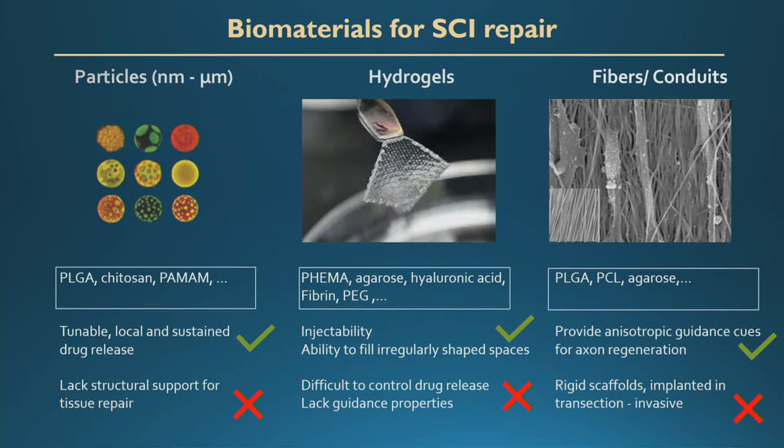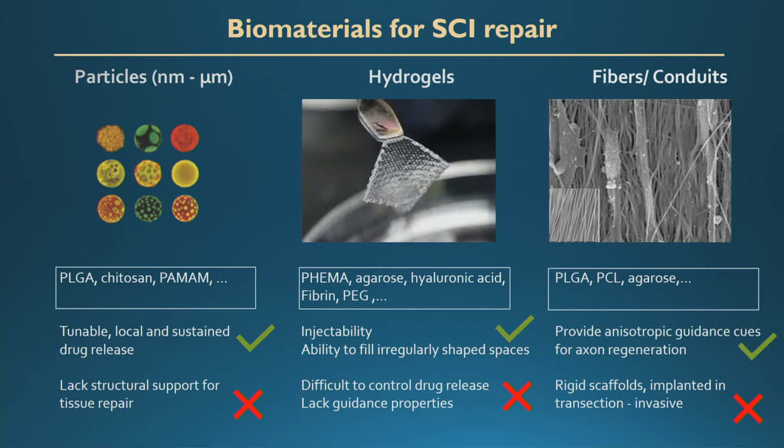Particles, and when I say particles, it's either at the nanoscale or microscale. We can talk about nanoparticles or microparticles. They're slightly different. Hydrogels have been extensively used also in spinal cord injury, and fibers and conduits. So I have examples of materials that you can use in order to produce these different biomaterials, but I want you to focus on the benefits, the advantageous properties, and the limitations of each one of these classes.